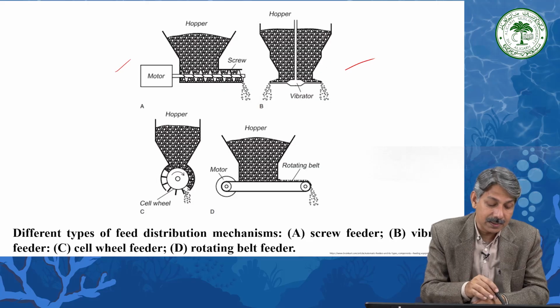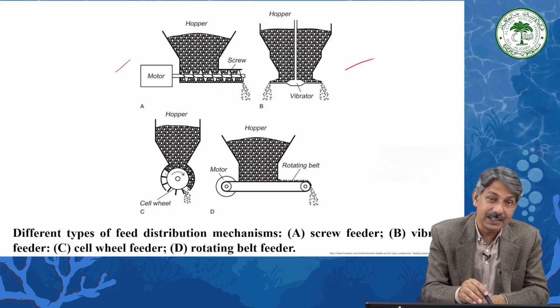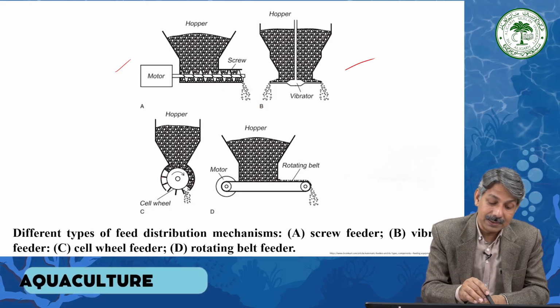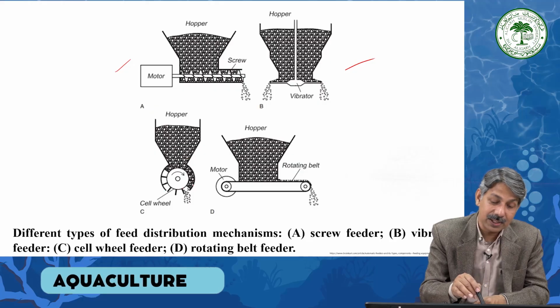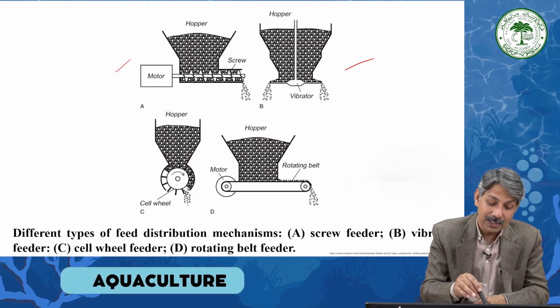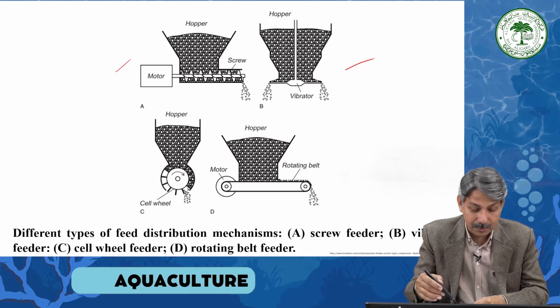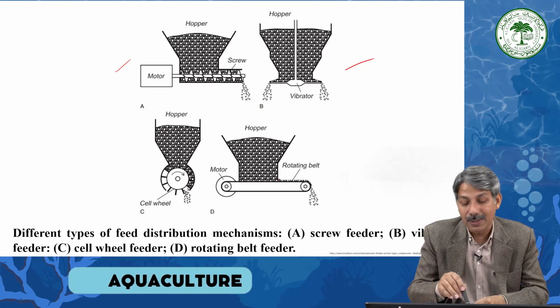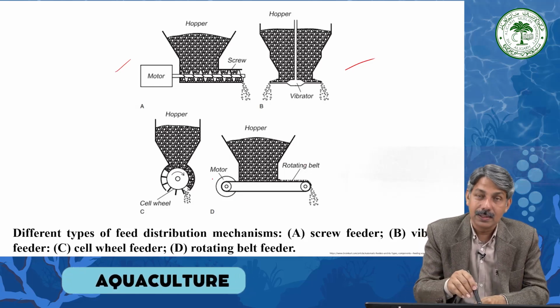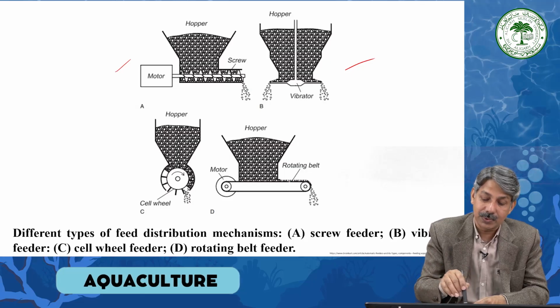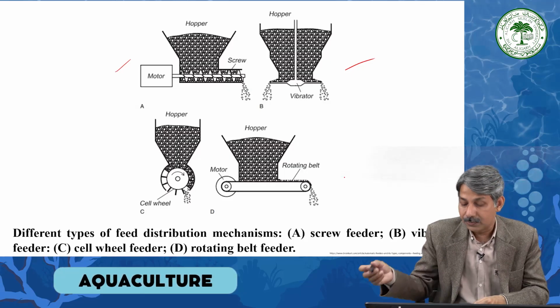C, cell wheel feeder. When feed is there from the hopper, feed gets filled in the cells. That side is open. And when this wheel rotates, when the cells come down, the feed is distributed in the pond. And this is the conveyor belt. You can understand it. When the belt is rotating, when it comes outside the hopper, the feed comes down.